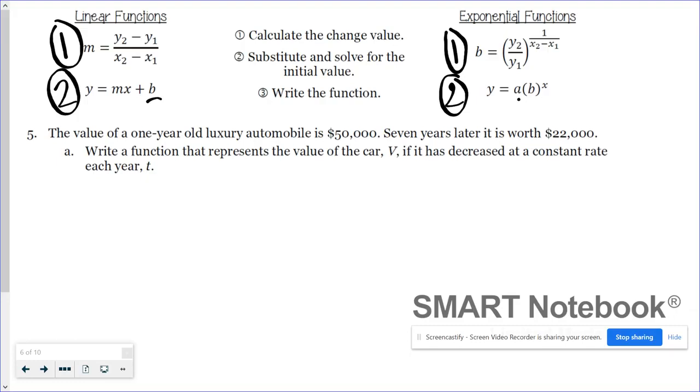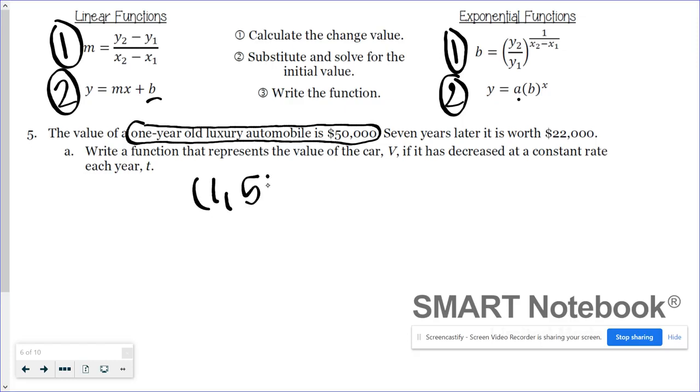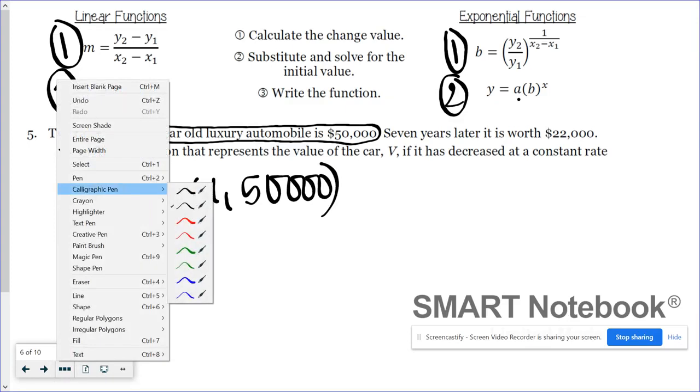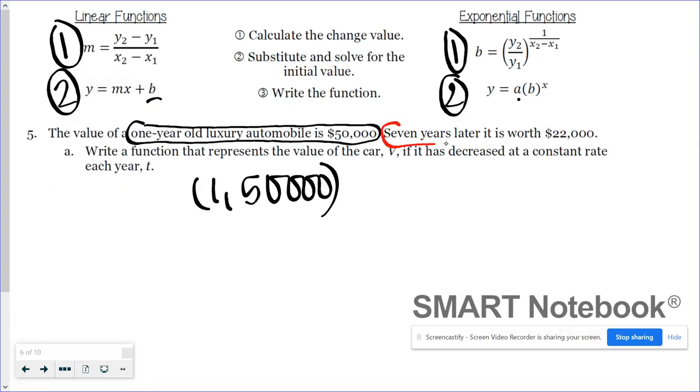So in our scenario here, it says the value of a 1-year-old luxury automobile is $50,000. That right there is a point, and it's the point 1 comma 50,000. And then it says that 7 years later, it is worth $22,000. So 7 years later, not year 7, would be year 8. It has a value of $22,000.